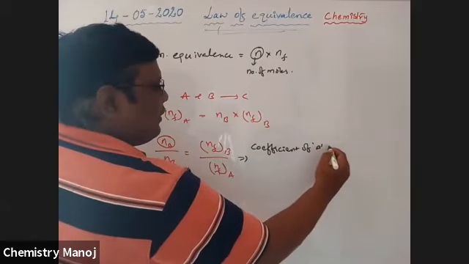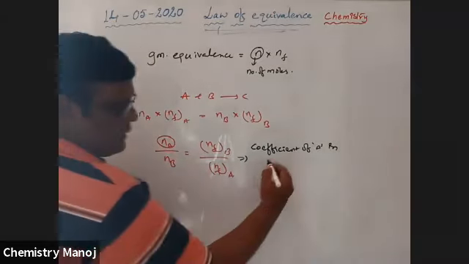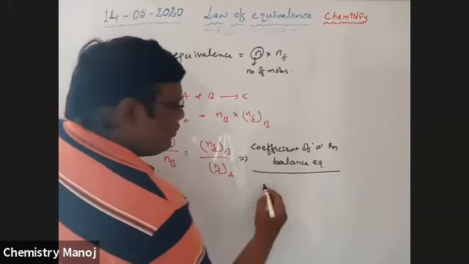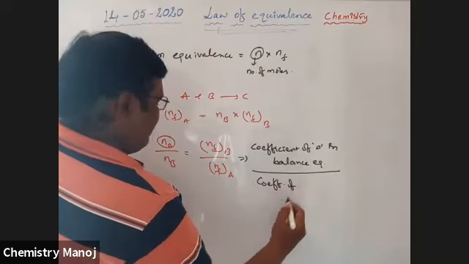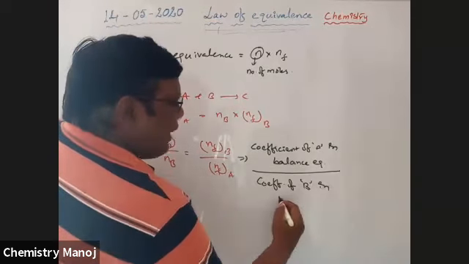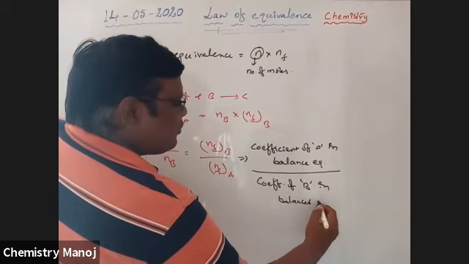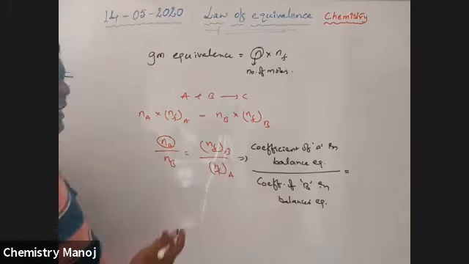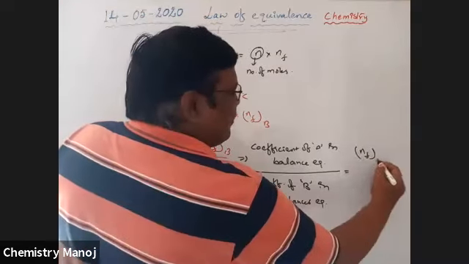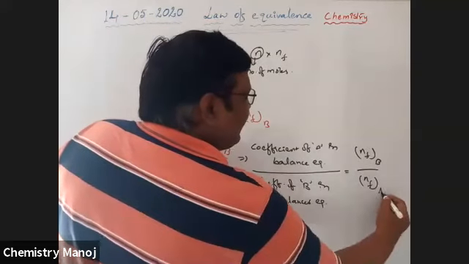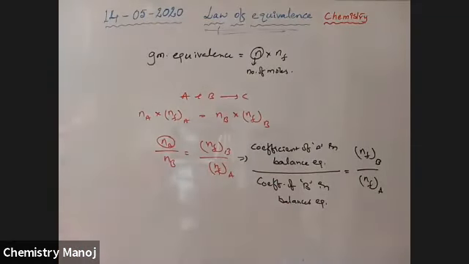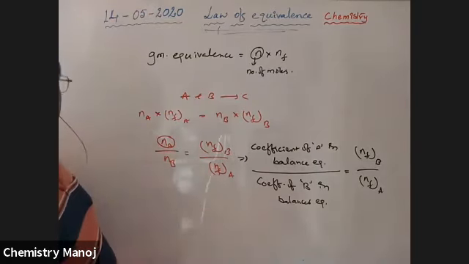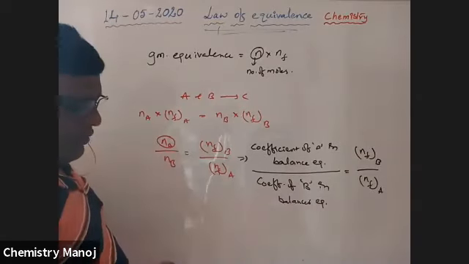equation by coefficient of B in the balanced equation is equal to n factor or valence factor, both are the same. So n factor for B by n factor for A. So this number of moles are nothing but the coefficients in the balanced equation.